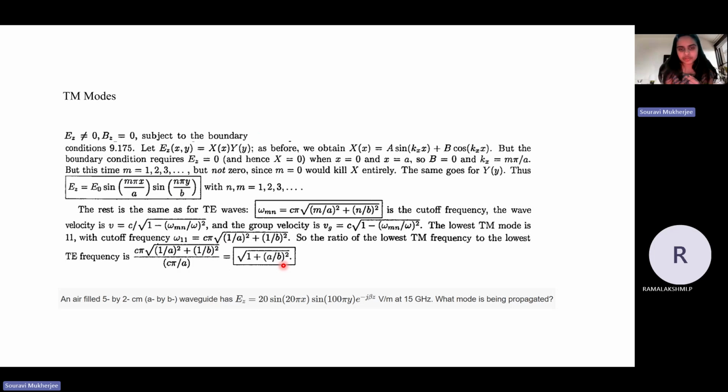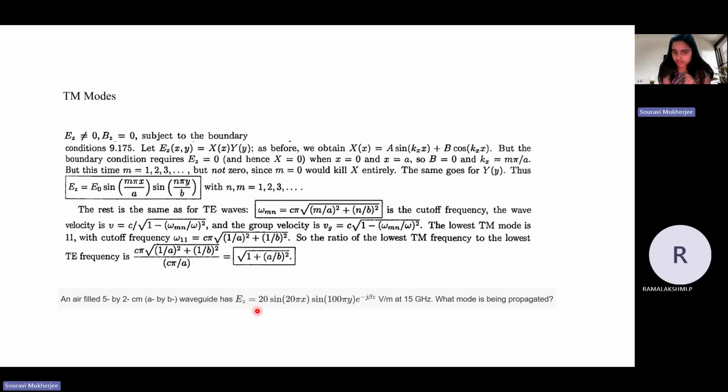One such question from, I think, last year's assignment said that you have an air-filled 5 by 2 centimeter waveguide where EZ has a form like this. At 15 gigahertz, what mode is being propagated? That's the question. First, let us look at what information is already provided to us. Here 5 by 2 means the dimensions of the waveguide are given, so A and B are provided. Now you have the expression of EZ.